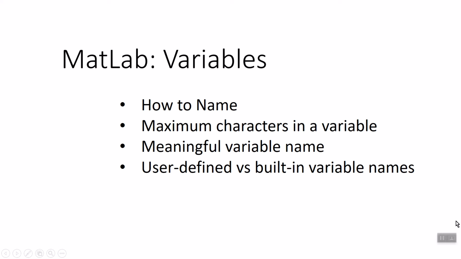In this video, we're going to learn about variables in Matlab. There are four different things. We're going to learn first what the restrictions in Matlab are, especially how to write a variable name. There are certain rules that you have to follow. Then what is the maximum number of characters that you can have in a variable name. Then a meaningful variable name is kind of a recommendation. It's not a required thing. And then we're going to also learn the importance of understanding the variables that you define, which are user defined, versus the built-in variables in Matlab. So let's see these examples on the Matlab screen.